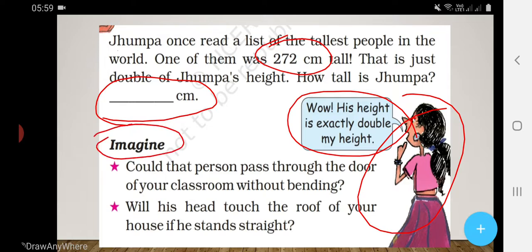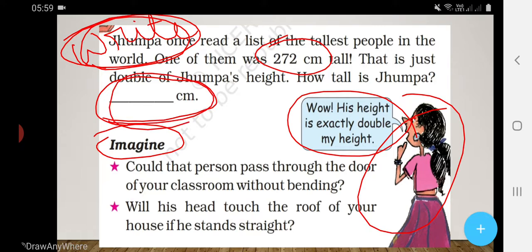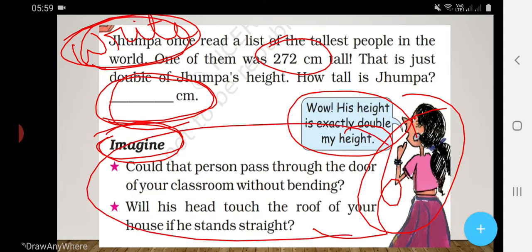Imagine, could that person pass through the door of your classroom without bending? Will his head touch the roof of your house if he stands straight? Write everything in your copy. Write this in your copy, and find the answers. Also write the imagine part in the copy.